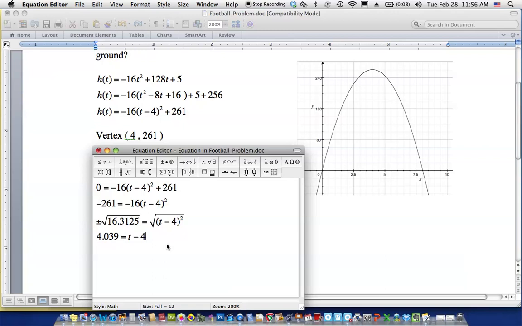So I'm going to add 4, but remember this is plus or minus. In the two cases, I would either have t equals 4 plus 4.039, or t equals 4 minus 4.039. Our answers, and these are approximate answers because of the 4.039.